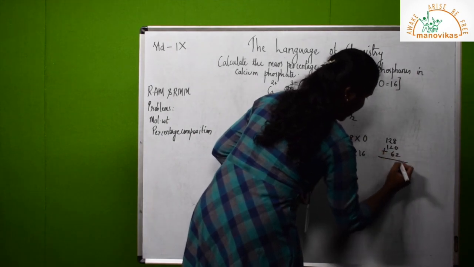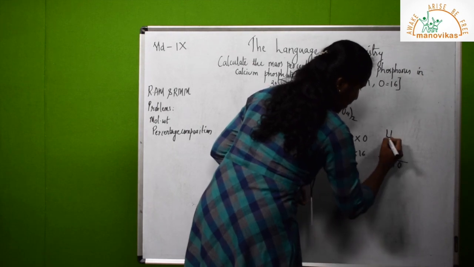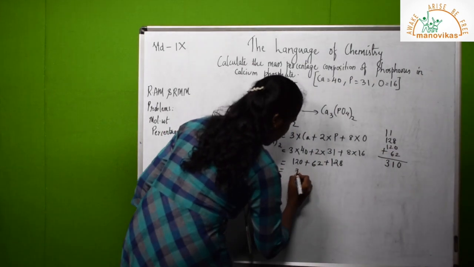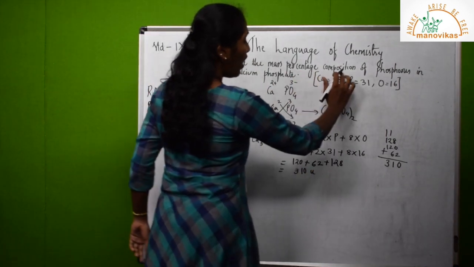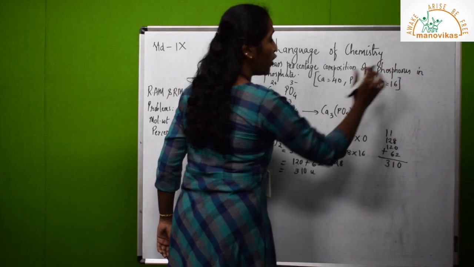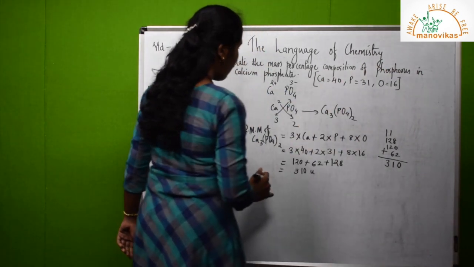8 plus 2, 10, carry over 1, 6, 7, 8, 9, 10, 11 and 3. So this is coming to as 310 u. Now you are asked the percentage composition of phosphorus. So you have to find the relative atomic mass of phosphorus.